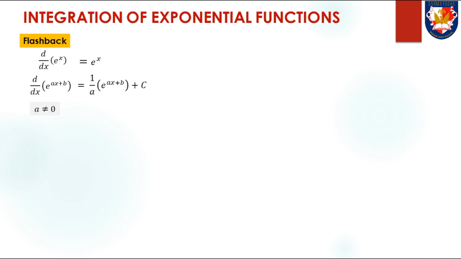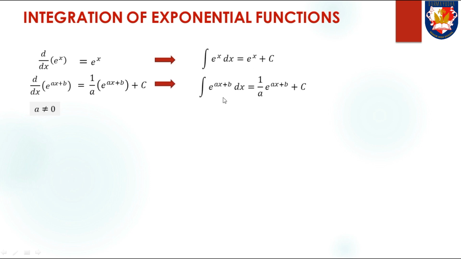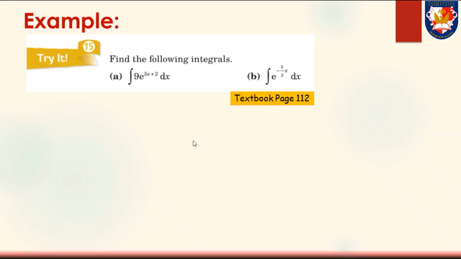A is not 0. Now, using the indefinite integral definition, we obtain that the integral of e to the power of x dx equals e to the power of x plus c. And the integral of e to the power of ax plus b dx equals 1 over a times e to the power of ax plus b plus c, where a is not 0. Let's see some examples. Try 15.